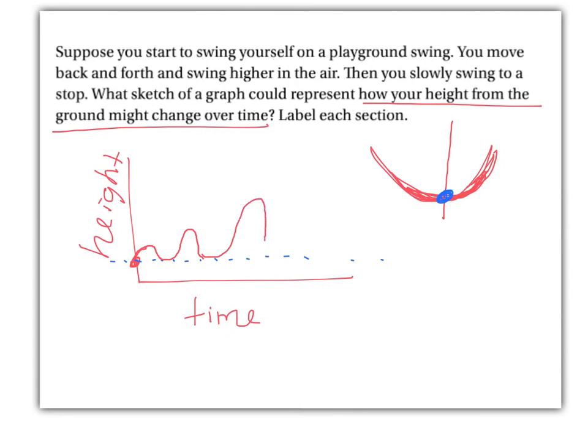And then it says, then you slowly swing to a stop. So now we have to ease ourselves back down, so we swing a little less high, a little less high, a little less high, a little less high, and eventually it's kind of like you flatline on that same line that you were on.